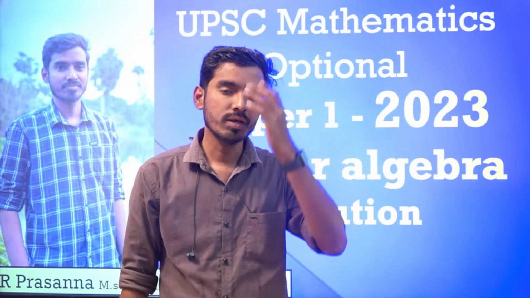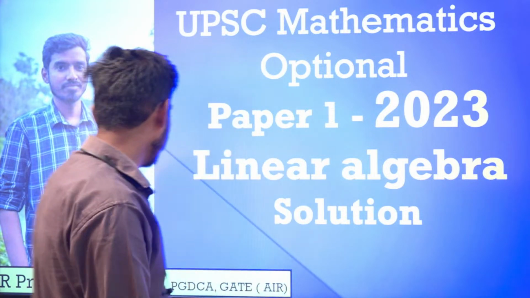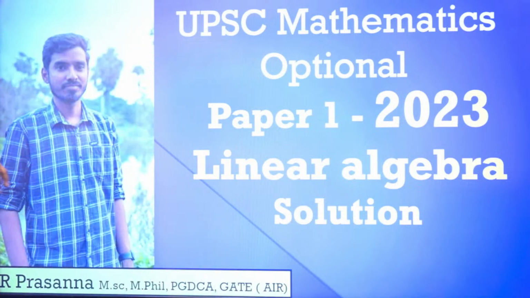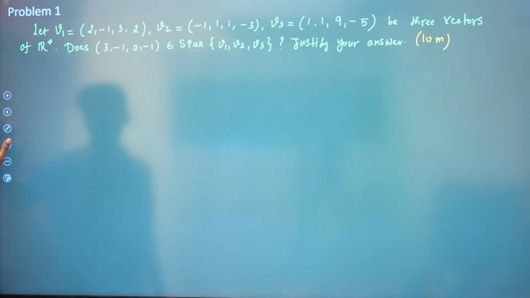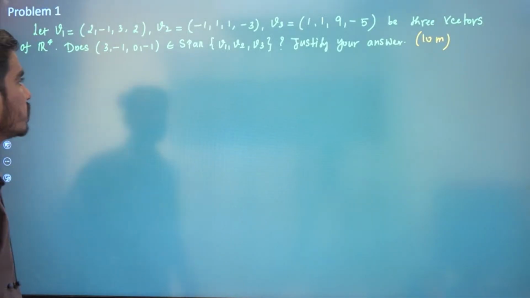As I said in the previous video itself, in linear algebra you can easily get 70 marks if you know the basic ideas of all the concepts. So we will start our first problem. We'll start the 2023 linear algebra solution. Again, it has 5 questions, so we'll start with the first question.